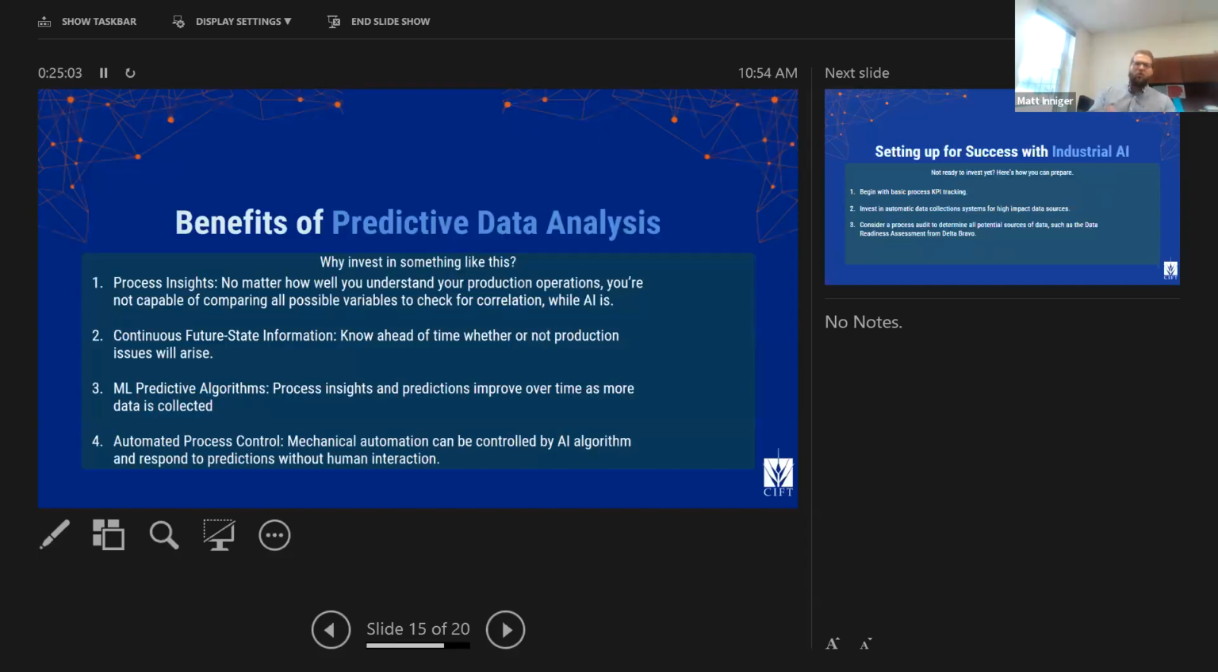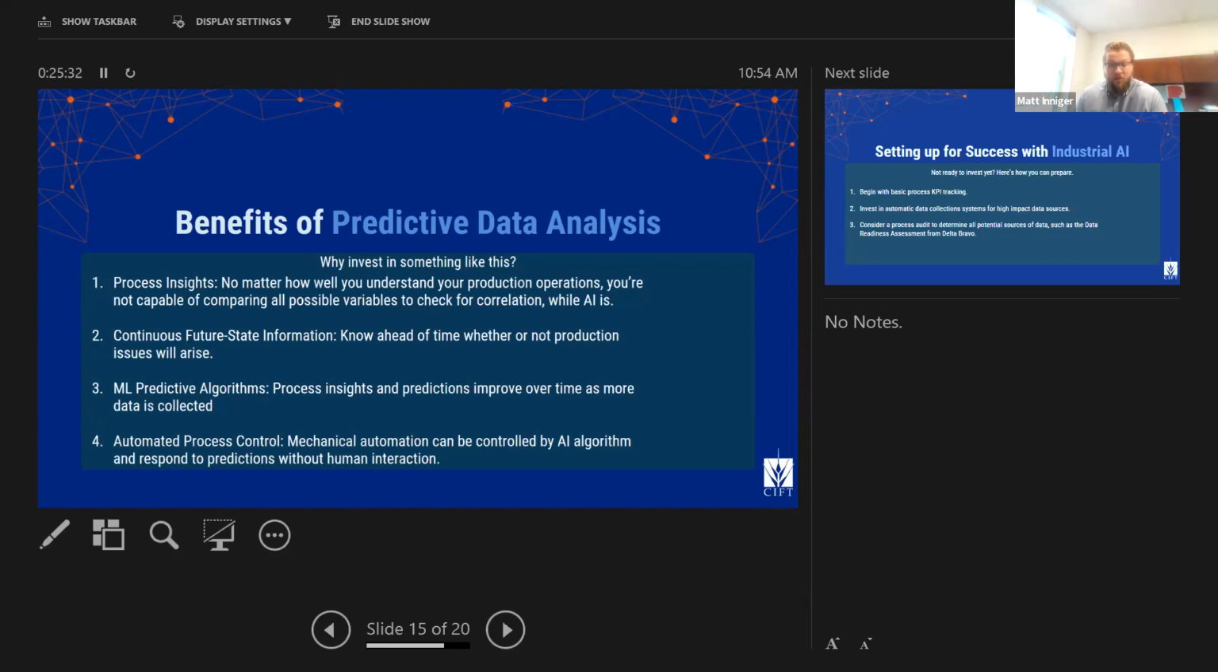Some more benefits of this technology. We talked about some of these as we went through how it works. One, obviously, is just volume of correlations, right? By outsourcing your thinking to a computer, you have the ability to check every potential correlation for positive outcomes. We talked about this a second ago, continuous future state information, right? You can know ahead of time, in real time, whether or not production issues are going to arise.